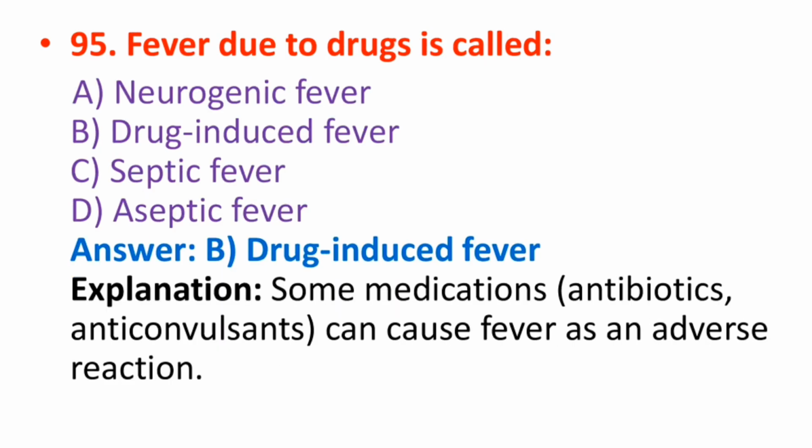Fever due to drugs is called option A, neurogenic fever, option B, drug induced fever, option C, septic fever, option D, septic fever. The correct answer is option B, drug induced fever. Some medications, such as antibiotics, can cause fever as an adverse reaction. Fever due to drugs is called drug induced fever.